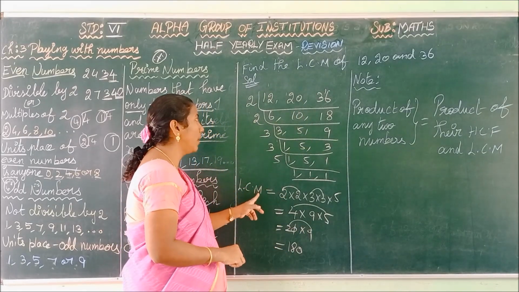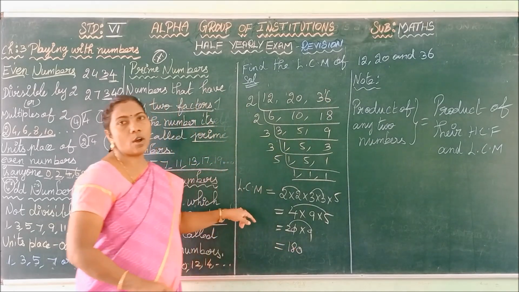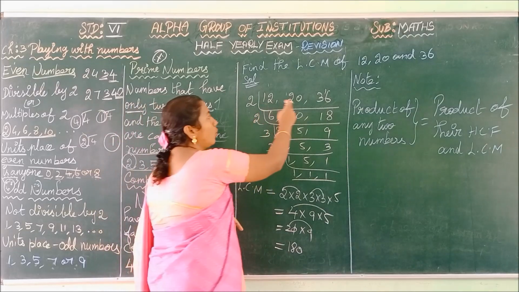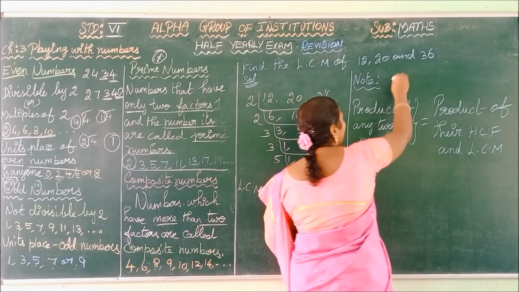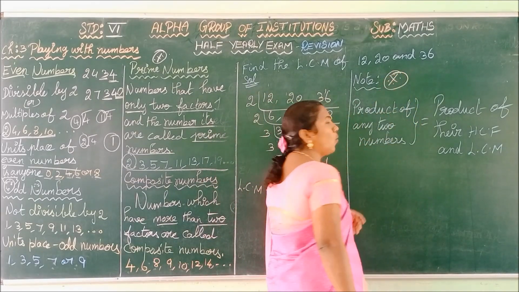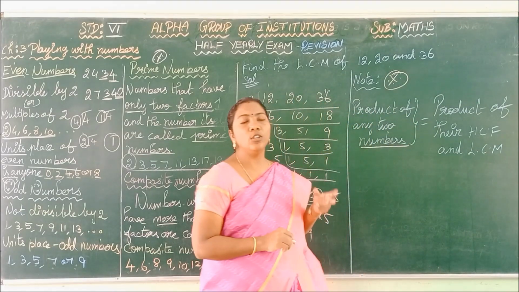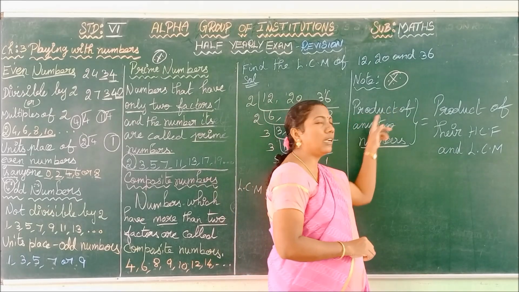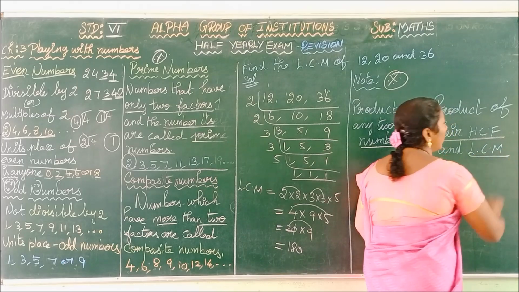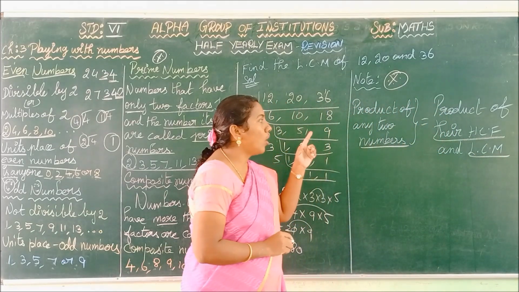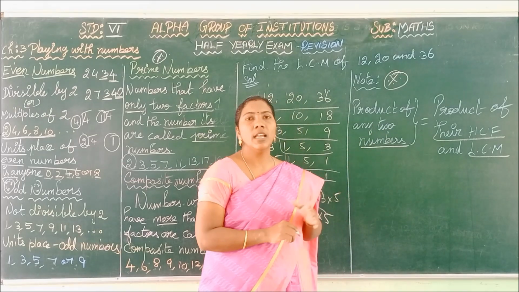That is, among the common multiples of 12, 20 and 36, 180 is the least common multiple. So LCM of 12, 20 and 36 is 180. Okay. Next we are going to see an important note, children. Definitely you have one more concept. Product of any two numbers: suppose you are considering two numbers, if you are multiplying those numbers, it should be equal to the product of their HCF and LCM. It's clear, children? Product of any two numbers is equal to product of their HCF and LCM.